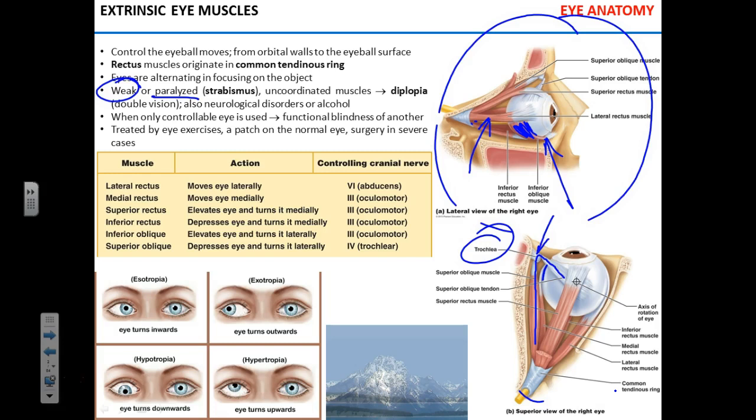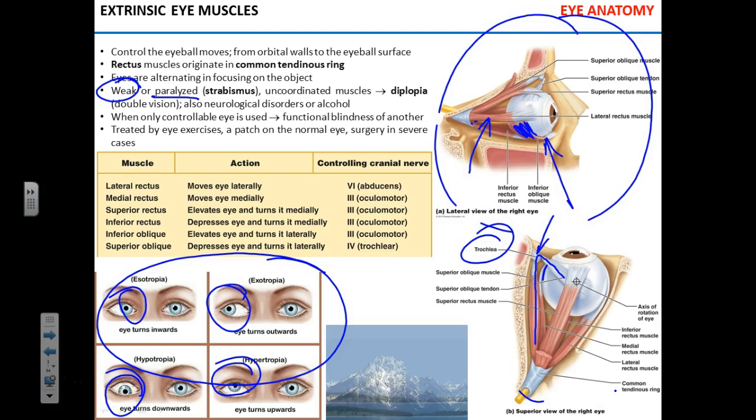Now, there are many types of strabismus. A lot of it makes good sense. Exotropia, outwards, esotropia, inwards, hypotropia, down, hypertropia, up. I'm not asking the types of strabismus. I want you to understand what strabismus is. Where does it come from? What is the reason?